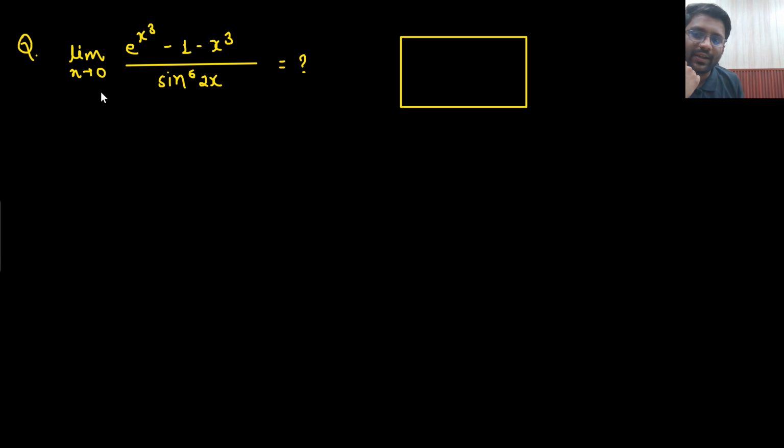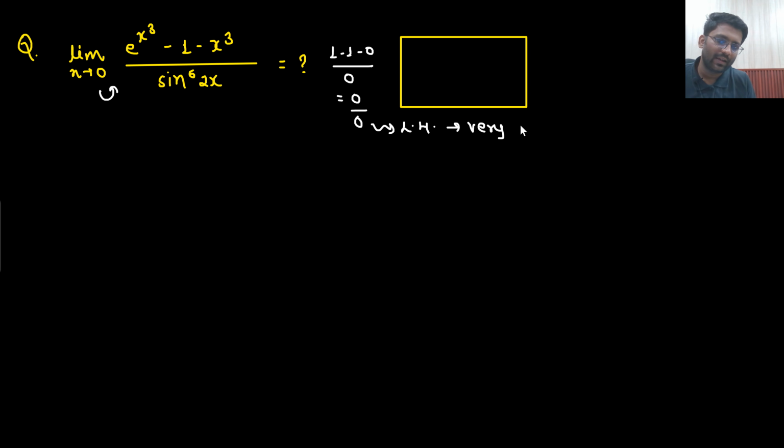Sir, if I put 0 directly here, e to the power 0 will be 1 minus 0 minus 0, and sin 0 is also 0. Sir, it is becoming 0 by 0 form. So let's apply L'Hopital rule. Try applying L'Hopital rule. It will be very difficult to solve. L'Hopital will be very calculative. That means I will not apply L'Hopital rule. I will think of expansion now. Because it is becoming very calculative, I need to use my brain now, and using the brain I will tell the answer. Is that clear to you? Okay. So now I will think of expansion.